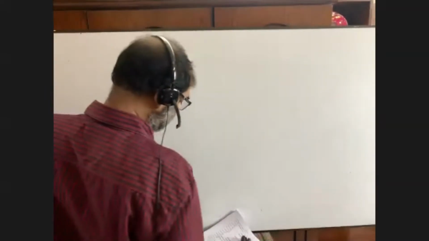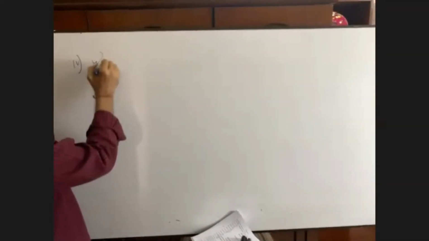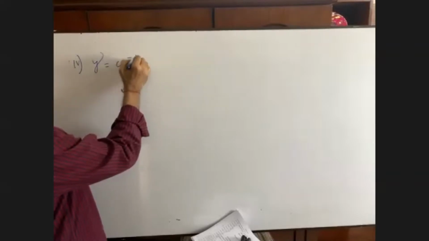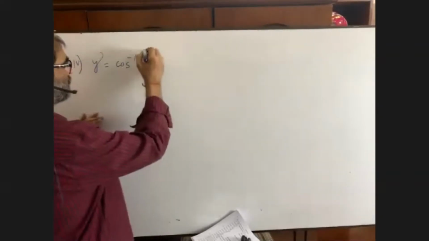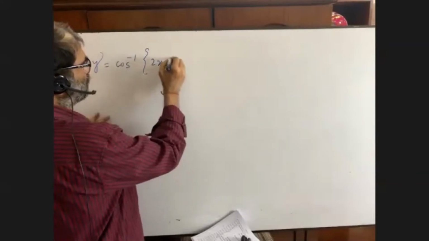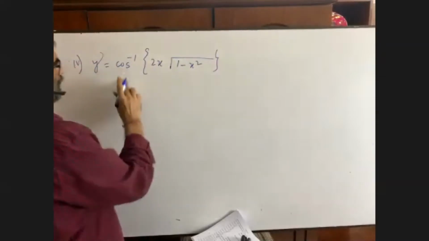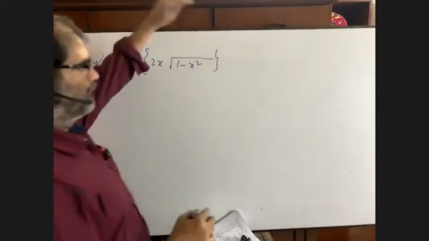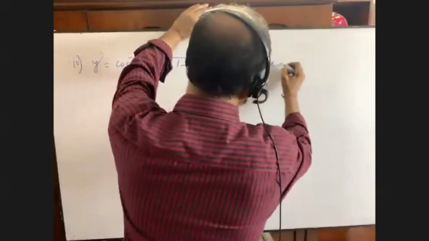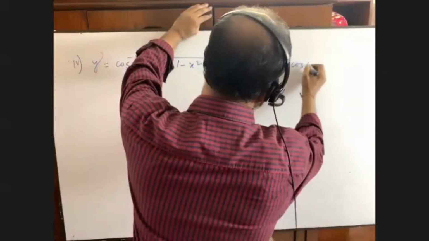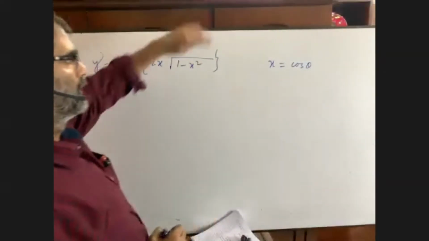Next math number 4. y equal to cos inverse 2x root over 1 minus x square. It is cosine, so let x equals cos theta. But if you let x equals sin theta, the math will be done also. Okay, do it. Now it is your turn.